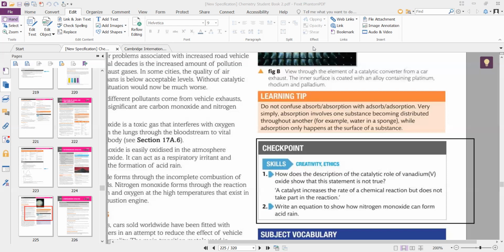How can nitrogen monoxide form acid rain? NO plus O2 gives you NO2. NO2 plus water gives HNO3. Nitrogen dioxide dissolves in water and forms acid.